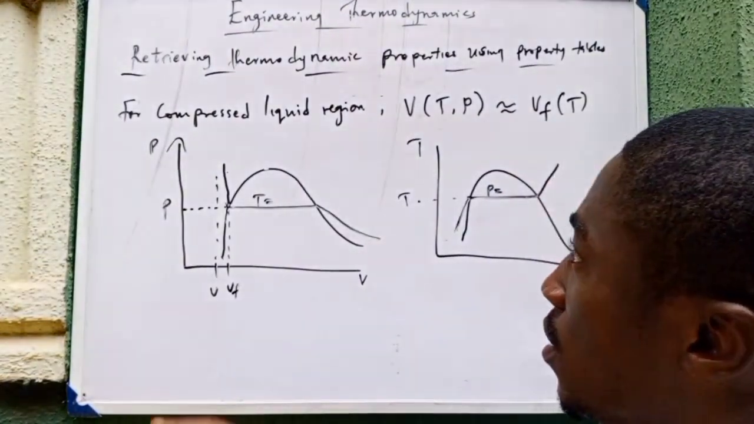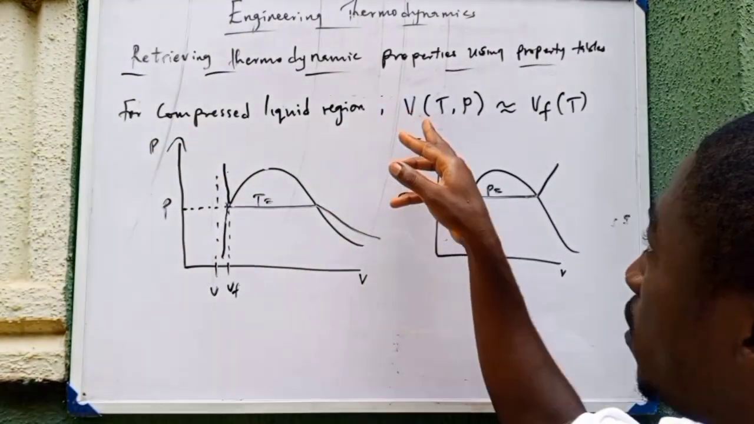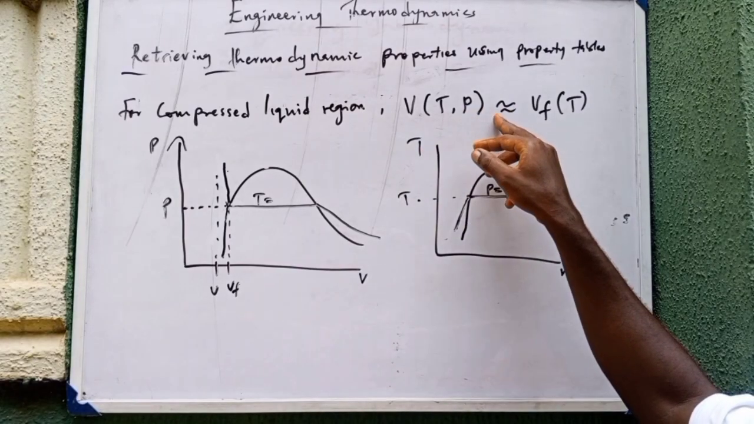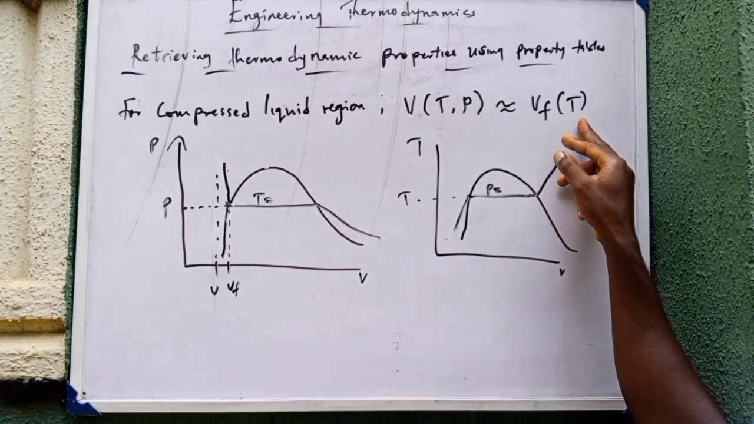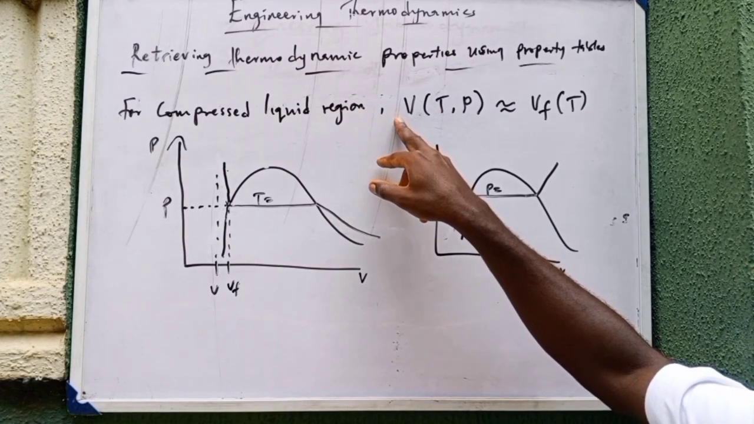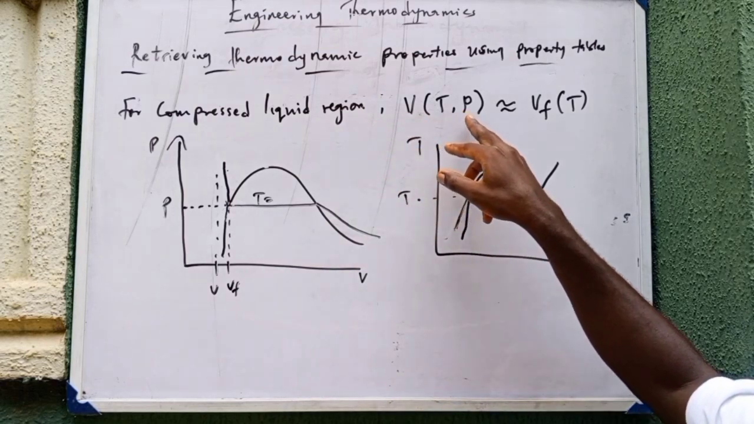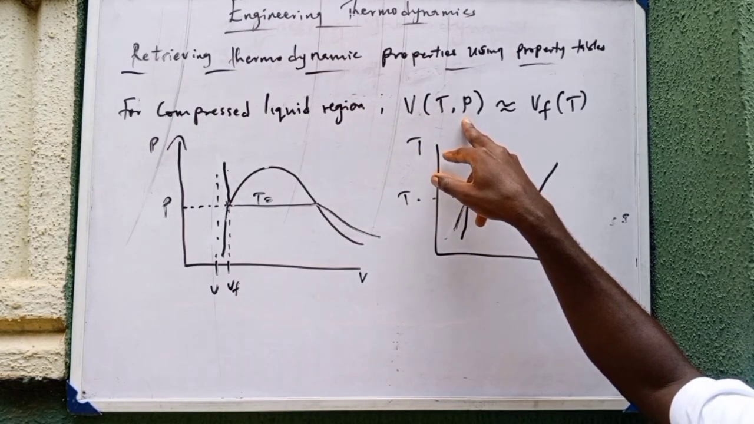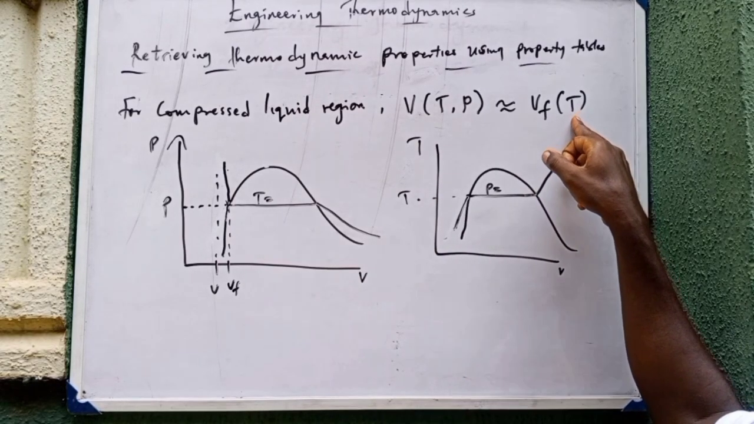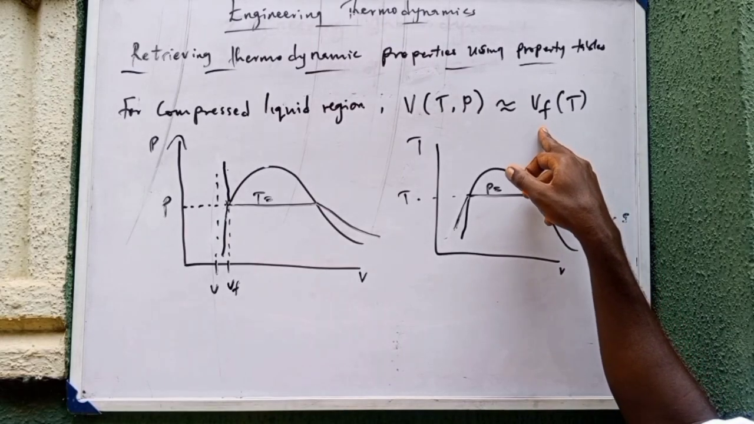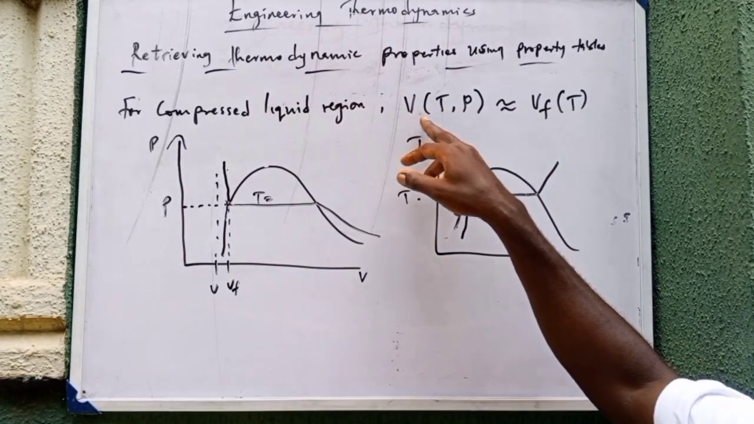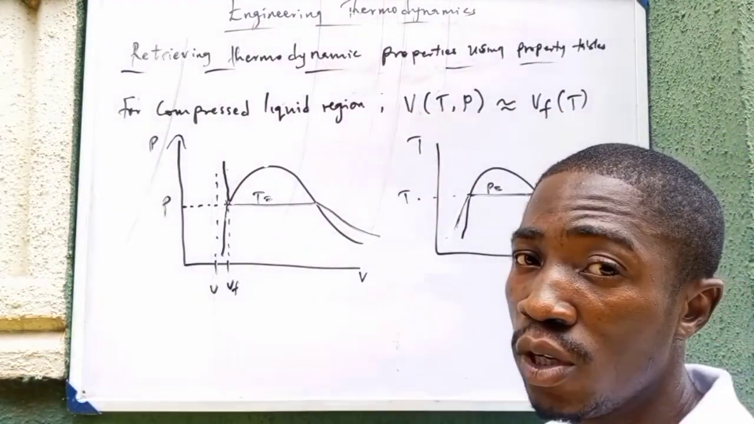Now, another thing is that for the compressed liquid region, V of T, P, that's V at a particular temperature and pressure, is approximately equal to Vf of T. So what that means is that if you want to find the specific volume of a compressed liquid at a particular temperature and pressure, and let's assume the compressed liquid table is not given, you can go to the liquid vapor table to that exact temperature and pick your Vf. That's what it means. So your Vf for that exact temperature is approximately equal to your V for T, P on the compressed liquid table.